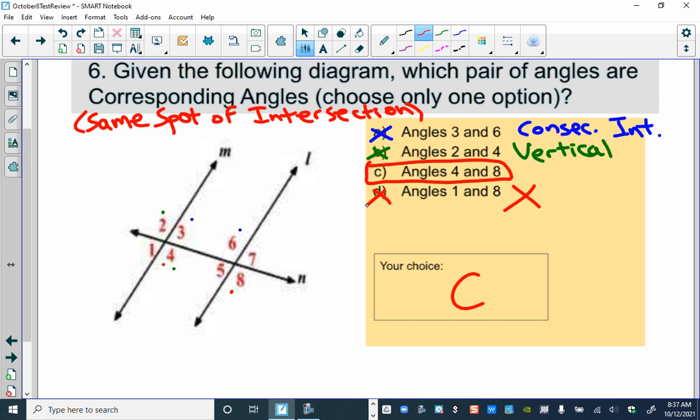Now, corresponding angles. Are they adding up to 180 or are they congruent? Add up to 180 or congruent? Who could tell us? Yes, congruent. Want that in there too? Okay, questions?